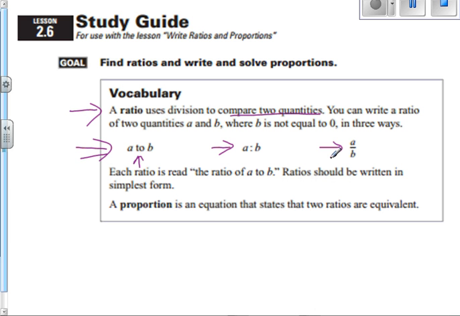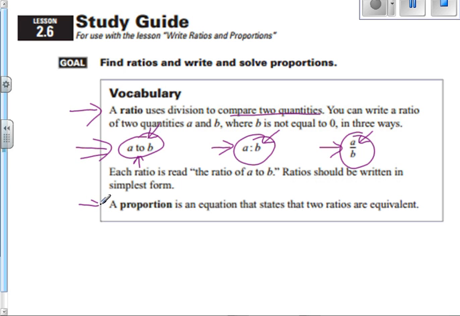Each is read as the ratio of A to B. So this is the ratio of A to B, this is the ratio of A to B, this is the ratio of A to B. Anytime you're reading a problem and they tell you the ratio of A to B, it's going to tell you what comes first. The very first value they give you is going to be your numerator. It's going to say the ratio of A to B, so you know that A comes first, then it's colon, then it's B. Or if you're using the word to, then it's A to B.